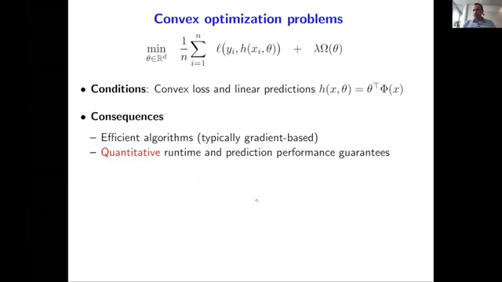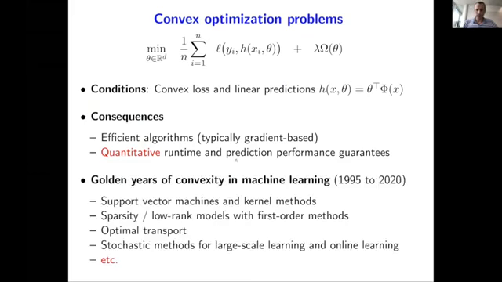So I've mentioned convexity. If your prediction function is linear and the loss is convex, then you get a nice convex optimization problem. And this has very nice consequences, because you have lots of algorithms for which you can have quantitative runtime and prediction guarantees. You can do stochastic gradient, variance reduction, and so on. And this has led to what I call the golden years of convexity in machine learning, where many techniques were derived in many areas. I'm mentioning a few here, but there are many others. And there was a significant match between what you could show and what you would see in practice. So this is still going on.